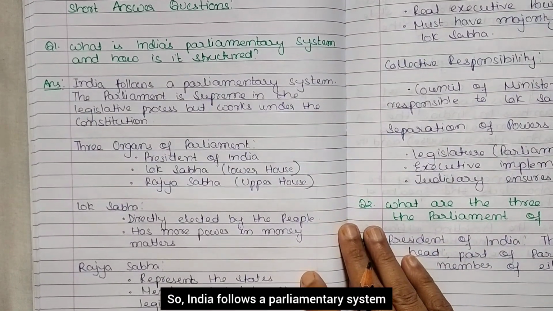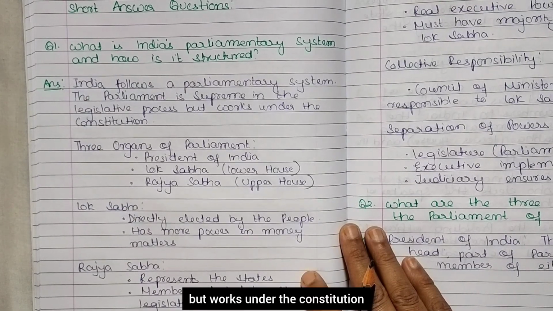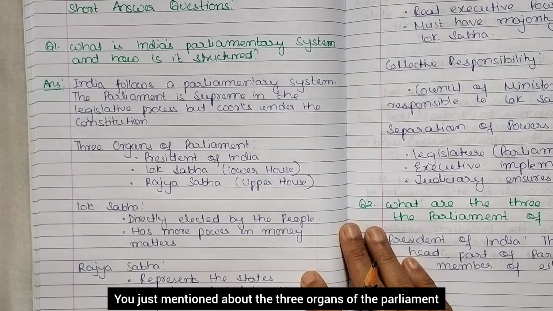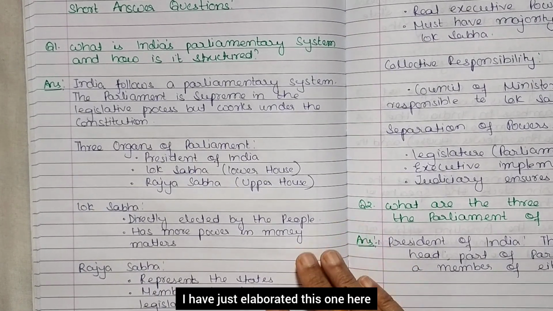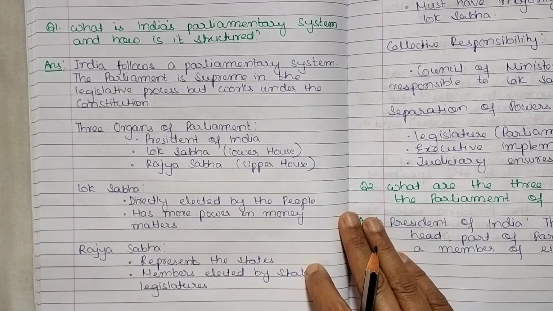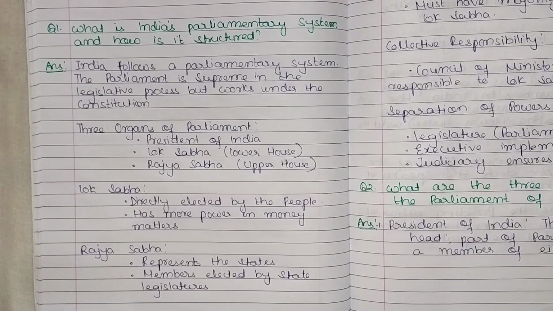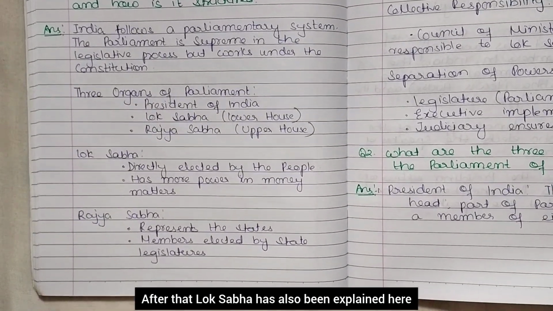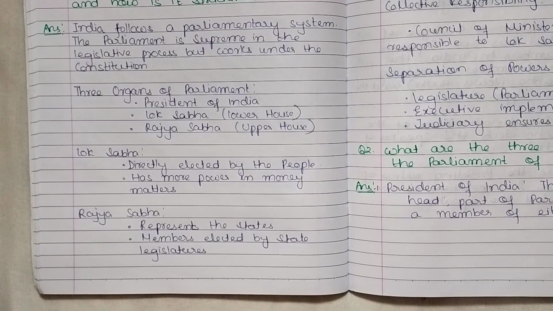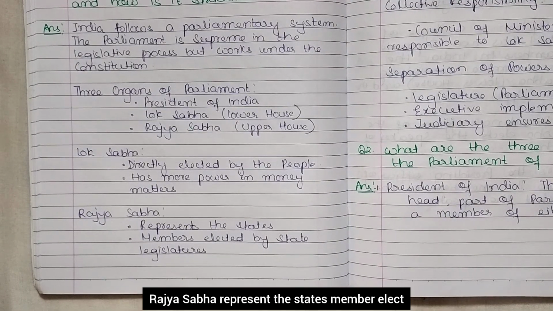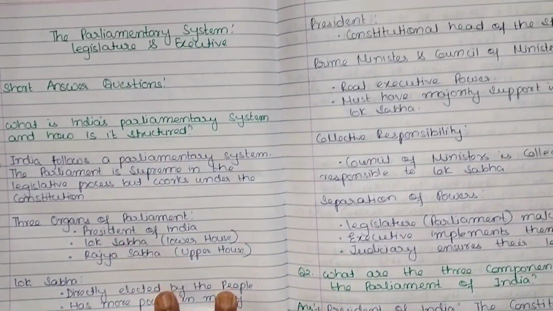India follows a parliamentary system and the parliament is supreme in the legislative process but works under the constitution. You just mention the three organs of the parliament and separation of power also, that will also work. I have just elaborated this one here. So three organs of parliament are there, that is the President of India, Lok Sabha and the Rajya Sabha. Lok Sabha is directly elected by the people, has more power in money matters. Rajya Sabha represents the states, members elected by the state legislature. You can omit this one, Lok Sabha and Rajya Sabha explanation.